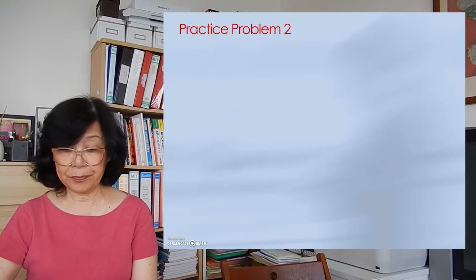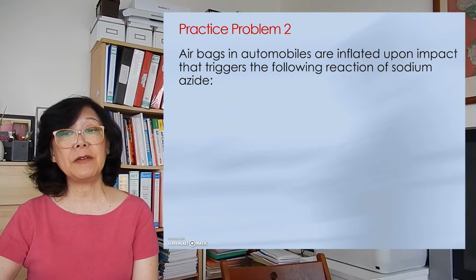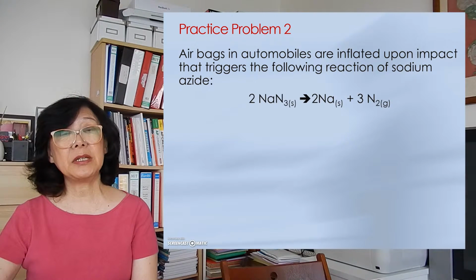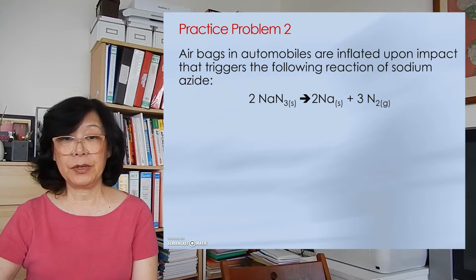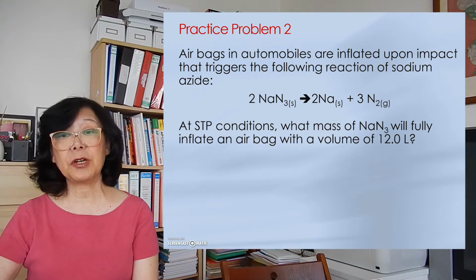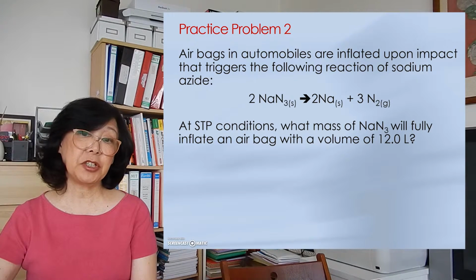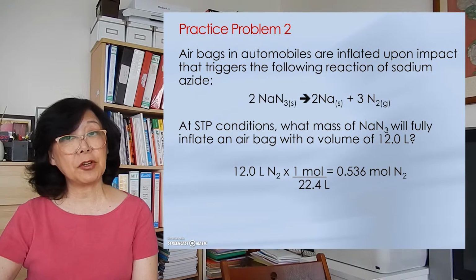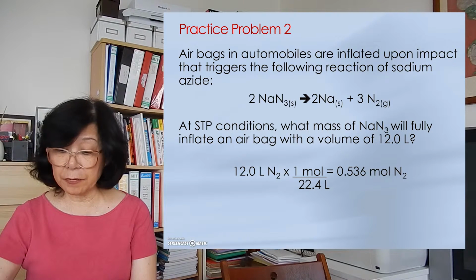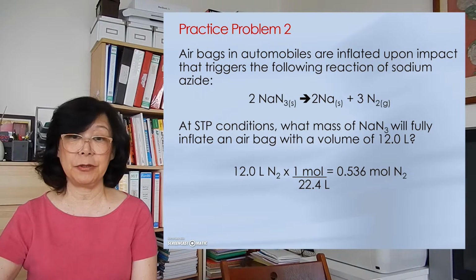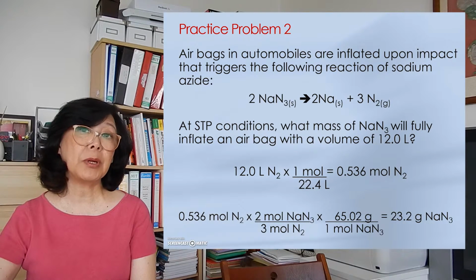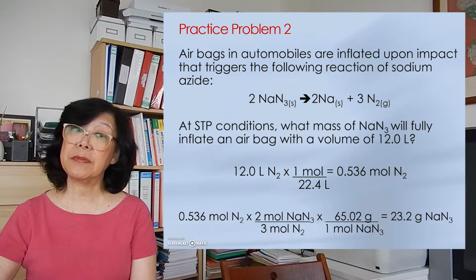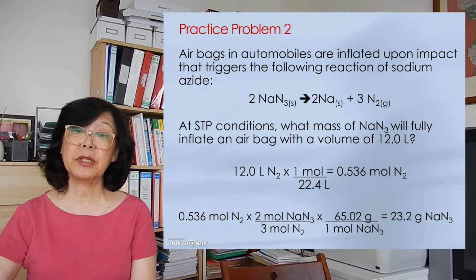Practice problem number 2. Airbags in automobiles are inflated upon impact that triggers the following reaction of sodium azide. That sodium azide is decomposed into sodium and nitrogen, and the nitrogen will fill up the bag. Let's say we need a volume of 12 liters to fill up the bag at STP conditions. How much of the NaN3 do we need to begin with? So we take the 12 liter of nitrogen using 22.4 liter per mole converted into 0.536 moles of nitrogen. Now, we relate that to the mole relationship between 2 moles of NaN3 and 3 moles of nitrogen, and using the molar mass of NaN3, we obtain 23.2 grams of NaN3.